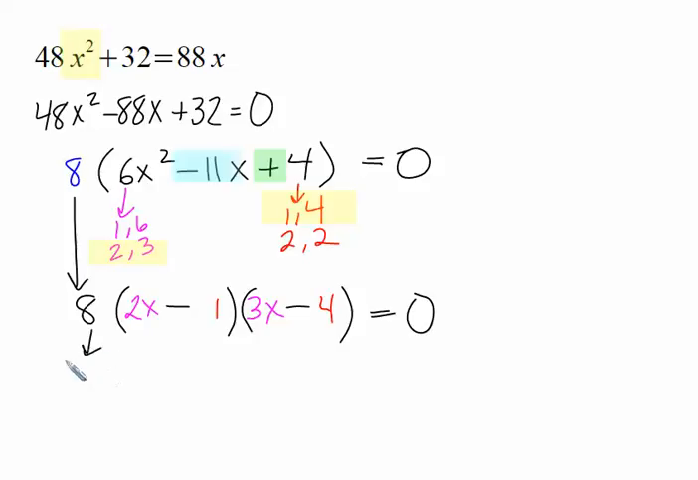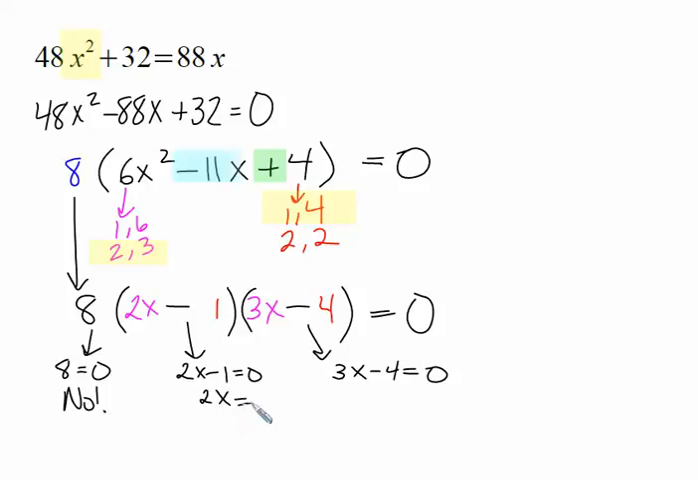Now we set each factor equal to 0. 8 equals 0. 2x minus 1 equals 0. 3x minus 4 equals 0. Well, look over here. Is 8 ever equal to 0? No. That won't have any answer. Then we're going to get 2x equals 1. So x equals a half.